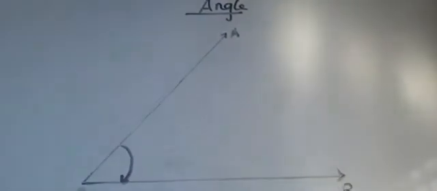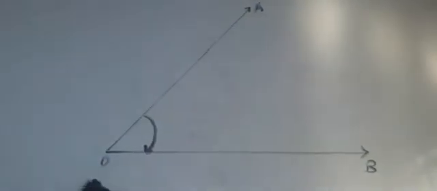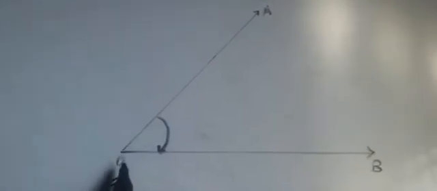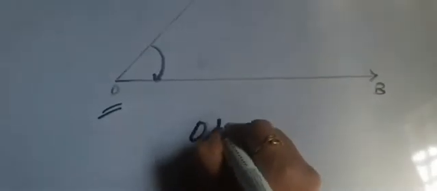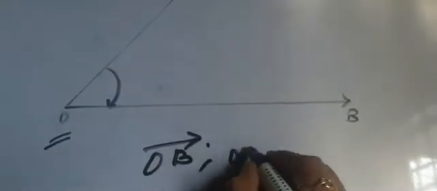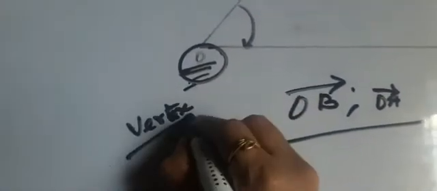Angle. An angle has two rays and one common point. Here OB is a ray and OA is another ray, where these two rays meet at the common point O. This common point is called the vertex.